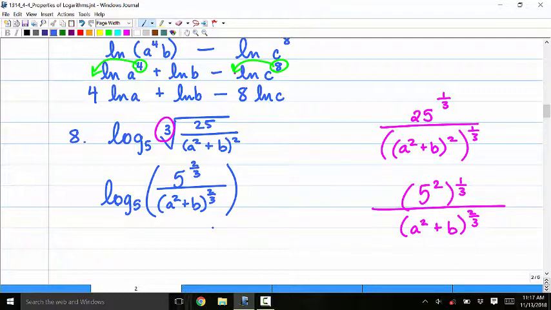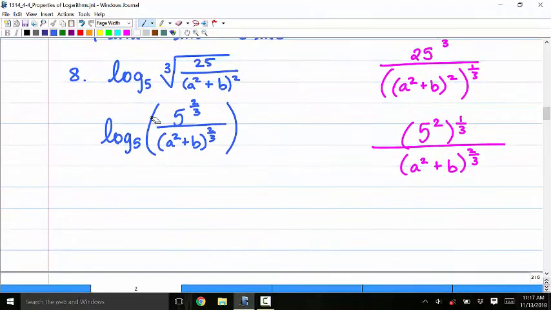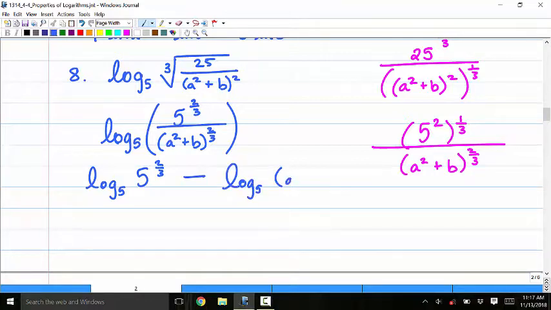Now go expand, get rid of the division, expand it, and then move your powers out front. Yes. So how do I get rid of the division here? I do it as subtraction. So I have log base 5 of 5 to the 2/3 minus log base 5 of a squared plus b to the 2/3.